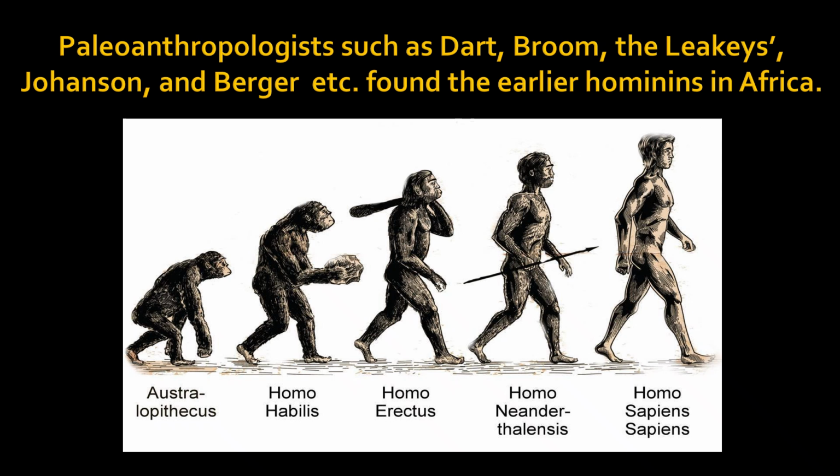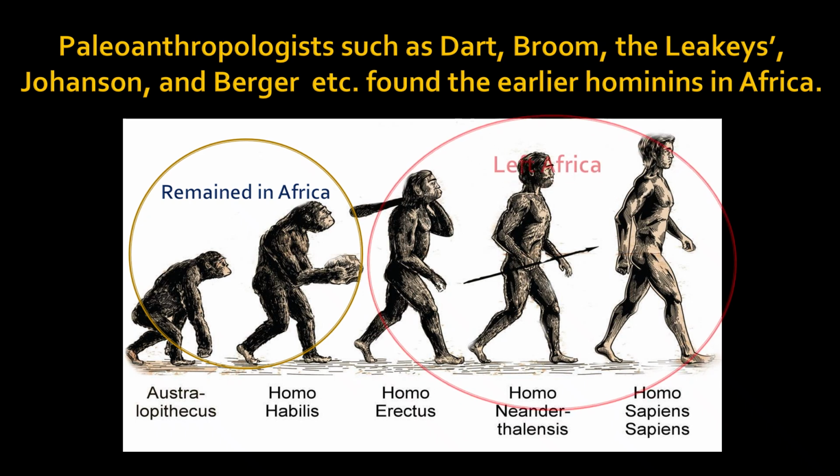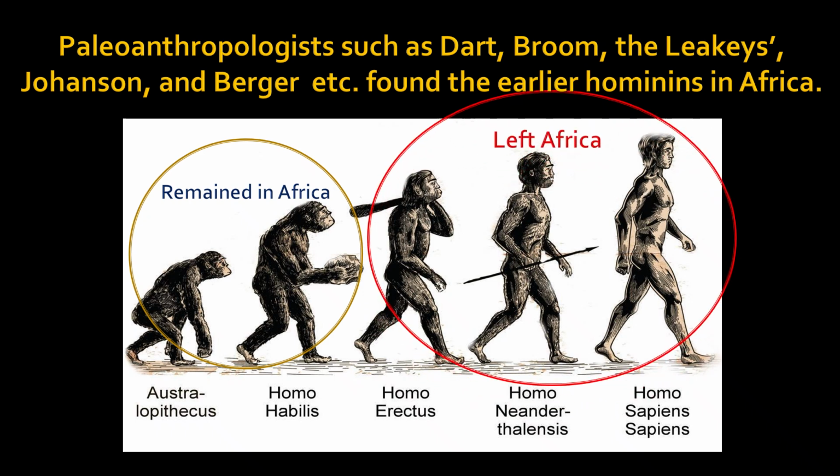Paleoanthropologists such as Dart, Broom, the Leakeys, Johanson, and Berger found the earlier hominins in Africa, and our current understanding is that many of the hominin species remained in Africa and some left Africa, starting about 1.8 million years ago.